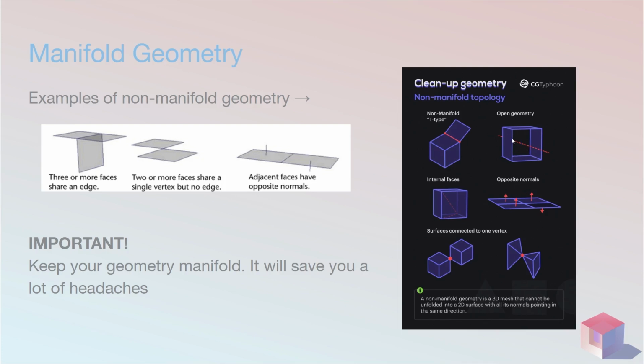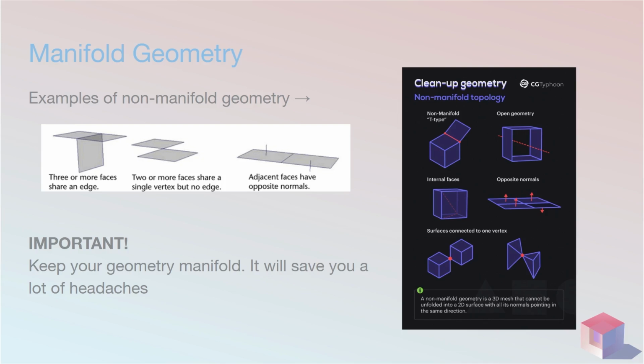But here are some other examples of non-manifold geometry. Anything that has a hole in it, like this right here, you have three faces that share an edge. Over here, internal faces. Let's say you have an enclosed cube, but there's actually a face inside of it. That's non-manifold, and that's really bad. It causes a lot of issues. Things like surfaces being connected with only one vertex, that type of thing. So very, very important when you're modeling: try to keep your geometry manifold. It will save you so many headaches in the future.